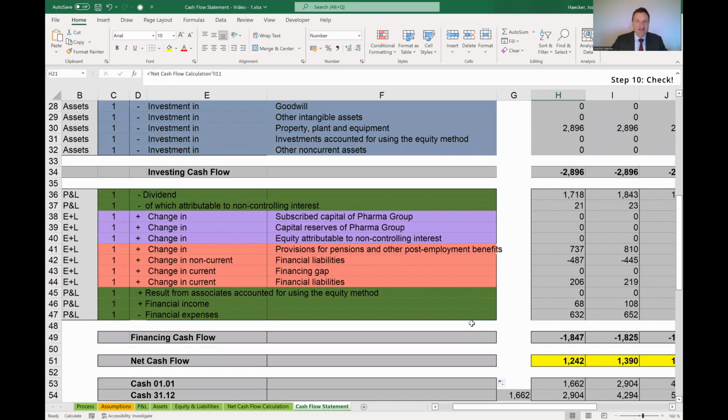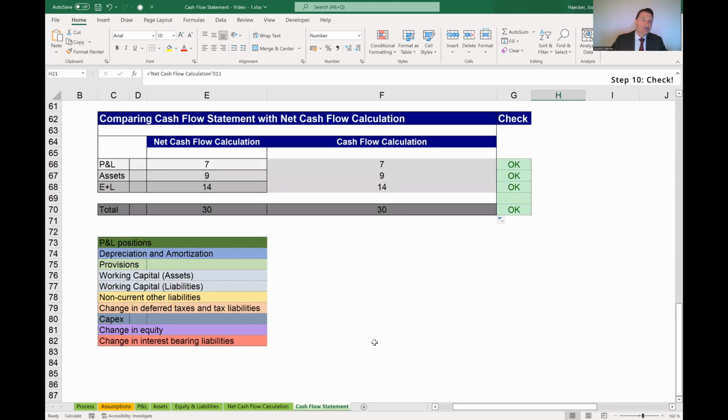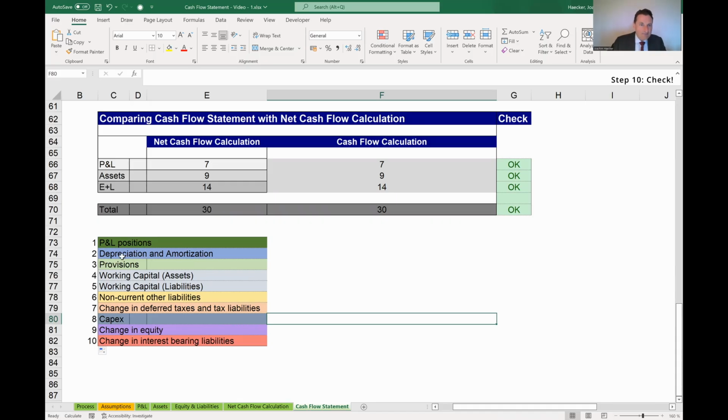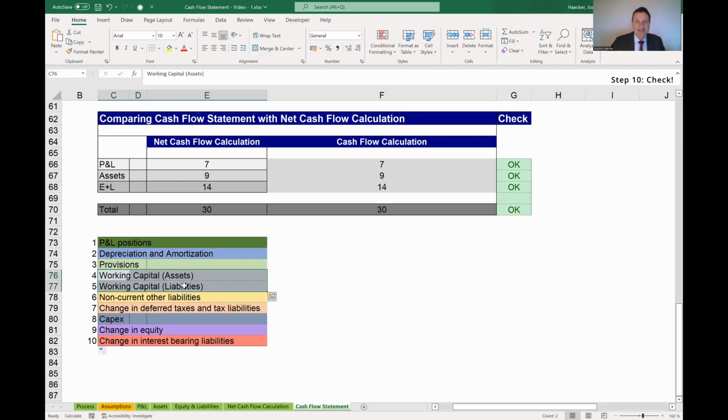And next step, how can I categorize? How can I structure everything? I came here with the following positions. I derive the following 10 positions. Profit and loss account, D&A, provisions, the working capital asset and liability side. Here, non-current other liabilities, change in deferred taxes and tax liabilities, CapEx, change in equity, change in interest-bearing liabilities.